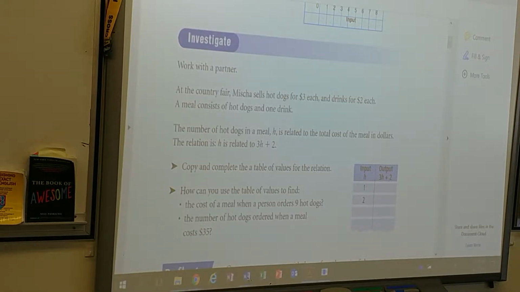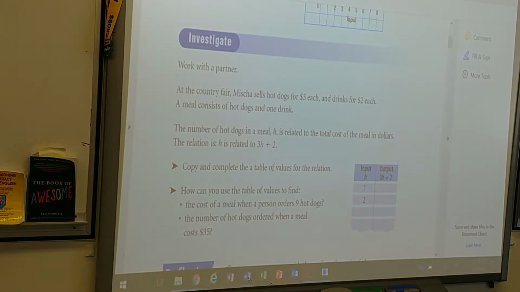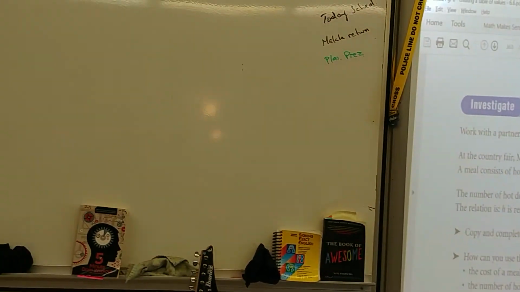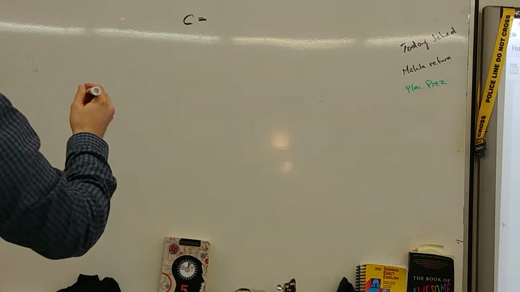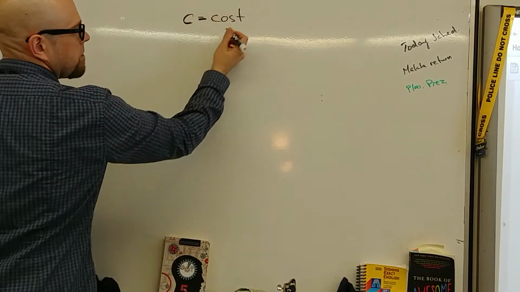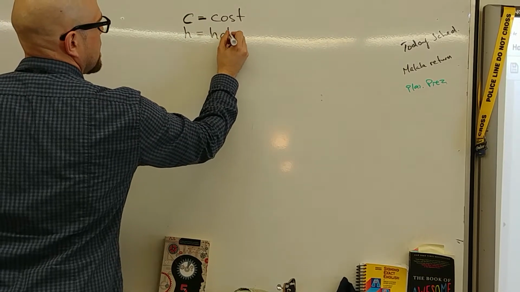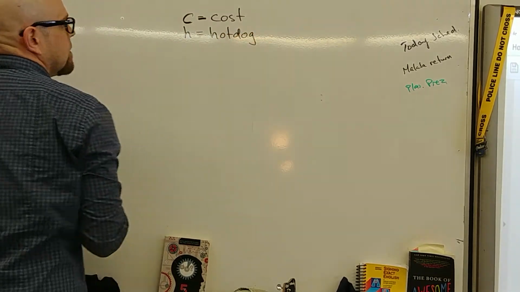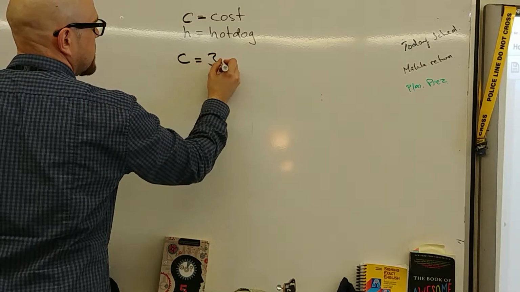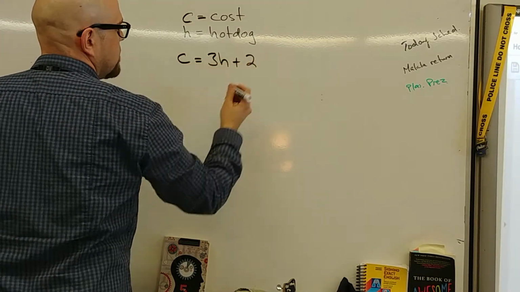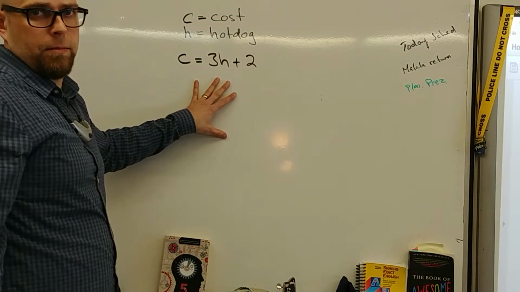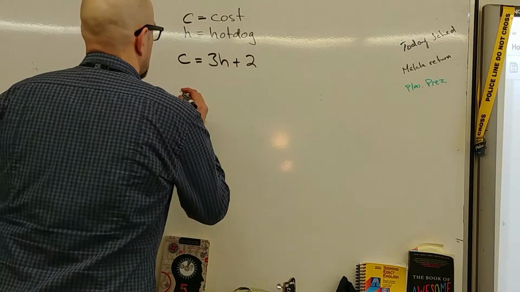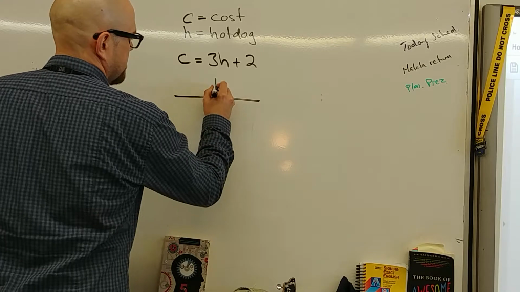So what this means is, we're trying to figure out how much the cost of the hot dog is. So I'm going to go over to the board here. And if you still need the textbook, I trust it's open where you are. We're going to say C equals the cost, and H equals how many hot dogs. So we know that the cost equals $3 for every hot dog, plus $2 because you get one drink. We have a relationship here to find a cost. So now we have an input and an output.